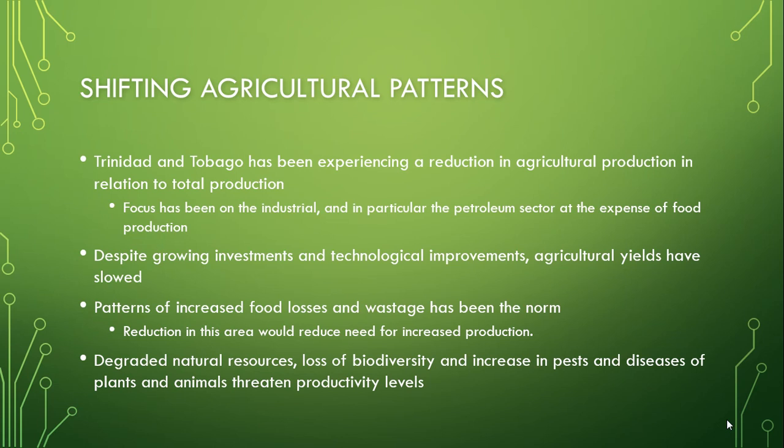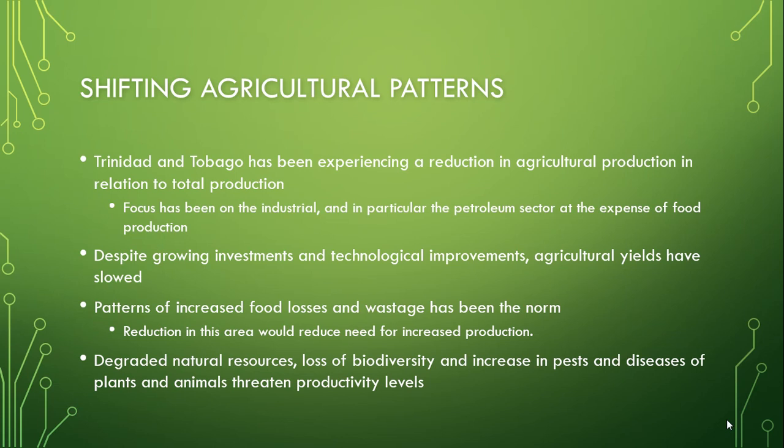So Trinidad and Tobago has been experiencing a reduction in our agricultural production in relation to our total production. And the reason for this is that we have had such an increase in focus on our industrial sector, in particular our petroleum sector, and this is happening at the expense of our food production. So we find that our agricultural production has actually been reducing in favor of the petroleum sector.